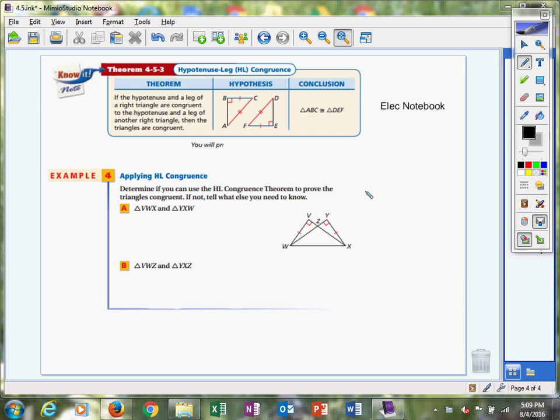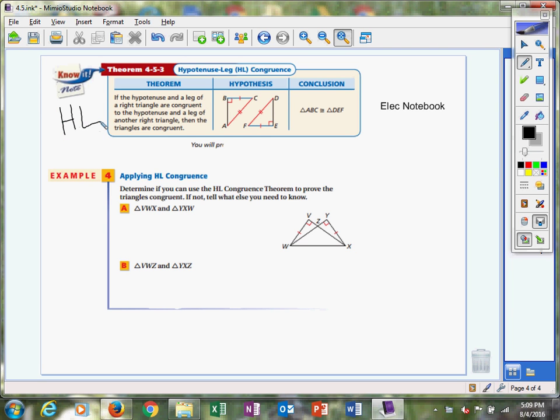One more theorem to look at. This one applies to right triangles. It's called the hypotenuse leg congruence theorem. And it says if the hypotenuse and leg of a right triangle are congruent to the hypotenuse and leg of another right triangle, then the triangles are congruent. So we just call that HL.